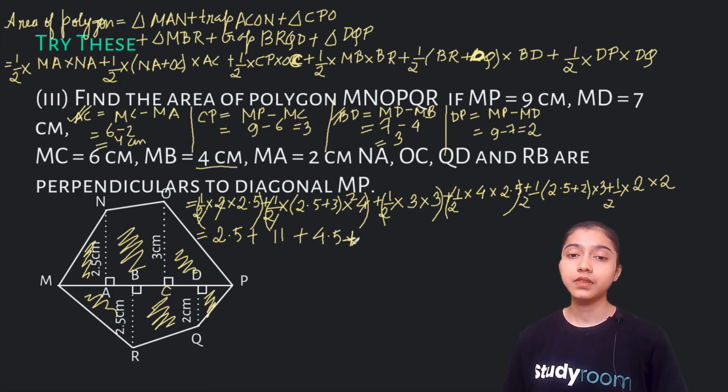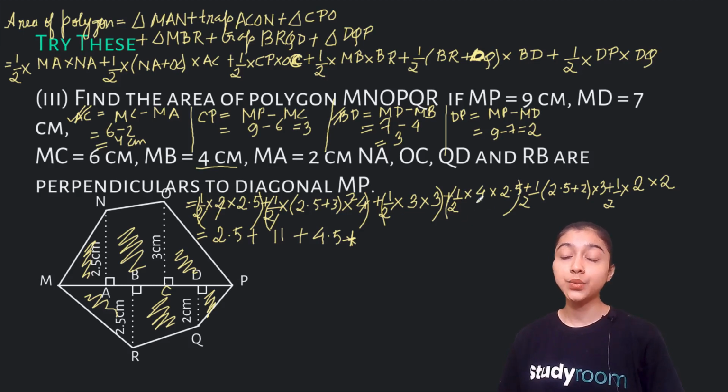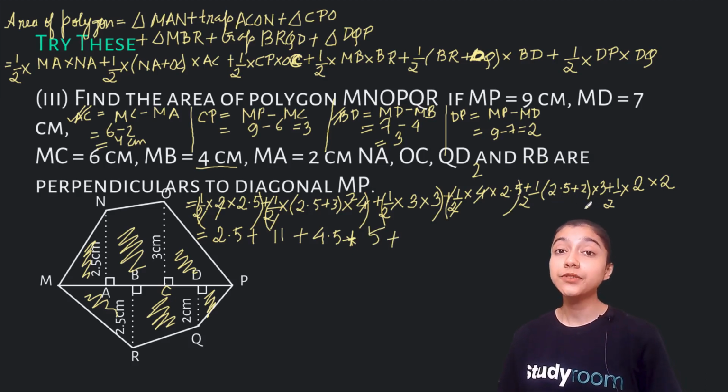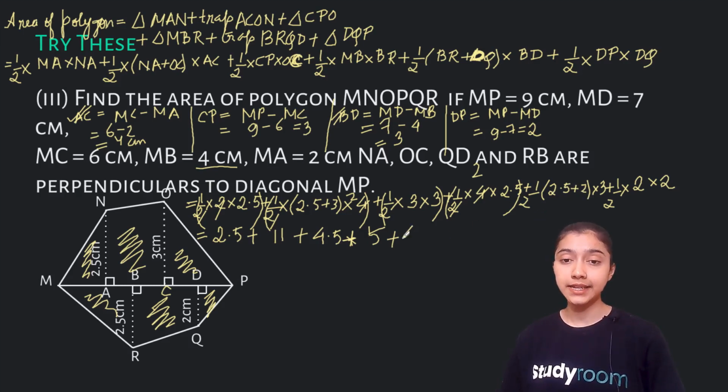Plus, next we have over here half multiplied with 4 multiplied with 2.5. So this 2 will get cancelled with this 4, leaving behind 2. 2 multiplied with 2.5 gives us 5. Next we have this area of trapezium, that is half into 2.5 plus 2 into 3. 2.5 plus 2 gives us 4.5, and when we multiply it with 3 and then divide it by 2, it will ultimately result in 6.75.